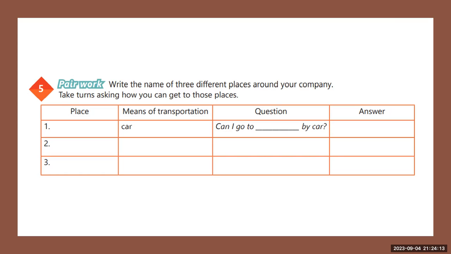The place is supermarket. Okay, the medium of transport, bus. Can I go on bus to the supermarket? The second, gym, the means of transportation is a motorcycle. Repeat. Motorcycle.